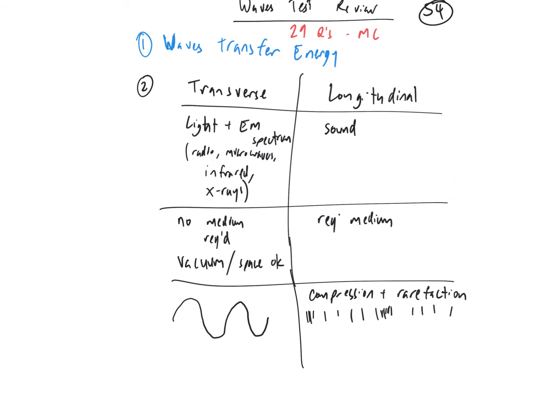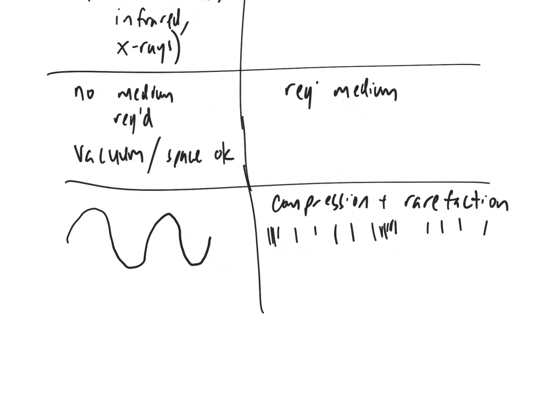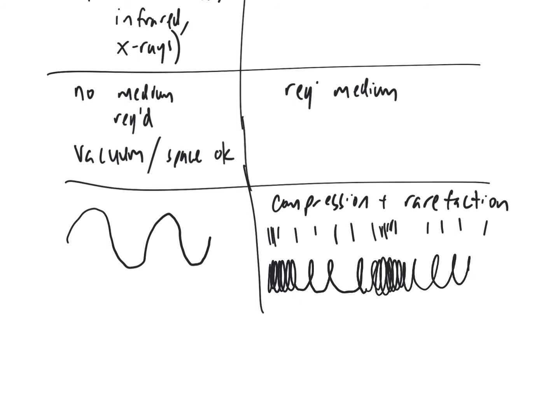So those are our big differences between transverse and longitudinal waves, between light and waves on the electromagnetic spectrum, and sound. Now, you might not necessarily see the compression and rarefaction shown this way. You could also see it like tight spirals and then loose spirals, and then tight spirals and then loose spirals. That would be kind of like what we saw in our slinky, or something to that effect.